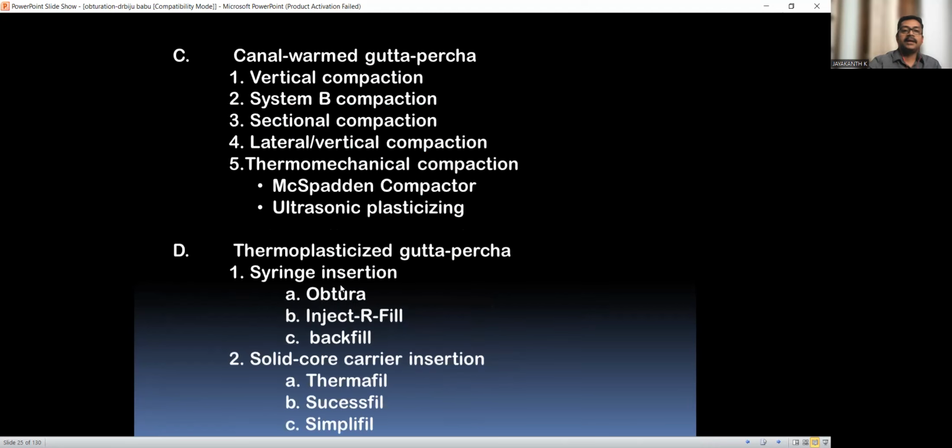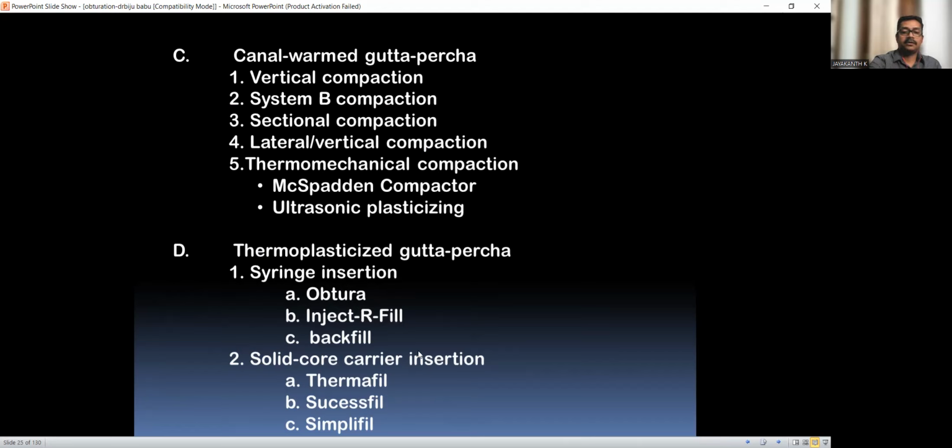Then canal warmed gutta-percha, under which you have vertical compaction, System B compaction, sectional compaction, lateral or vertical compaction, and thermomechanical compaction, under which you have Max-Padden compactor and ultrasonic plasticizing method. Then thermoplasticized gutta-percha obturation techniques. Again, you have the syringe insertion method, under which Obtura, Inject, R-Fill, and Backfill are available.